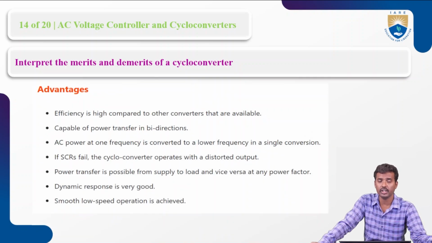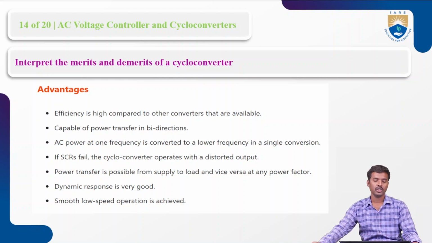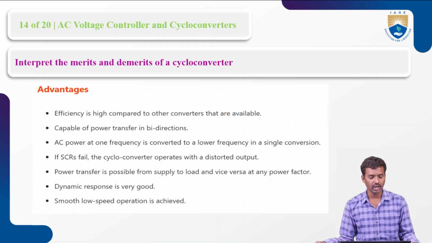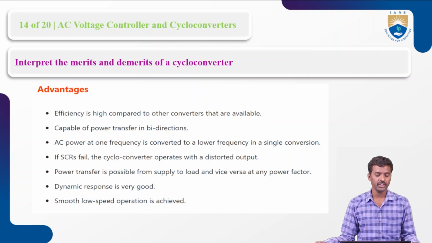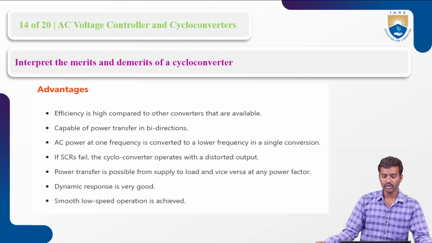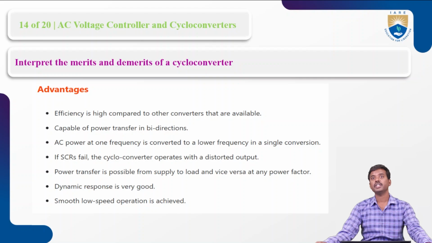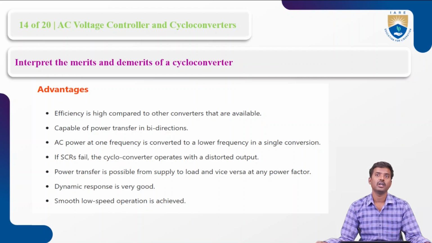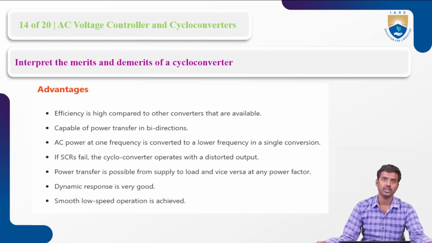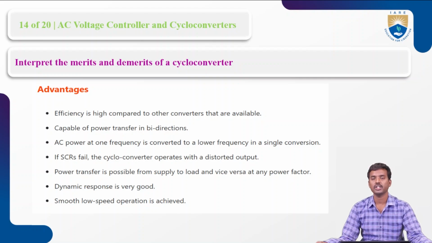This is also the 12th or 13th question. So what are the advantages? The advantages of cycloconverters are: the efficiency is very high compared to the other converters that are available, such as AC voltage controllers, inverters, and other types of converters.